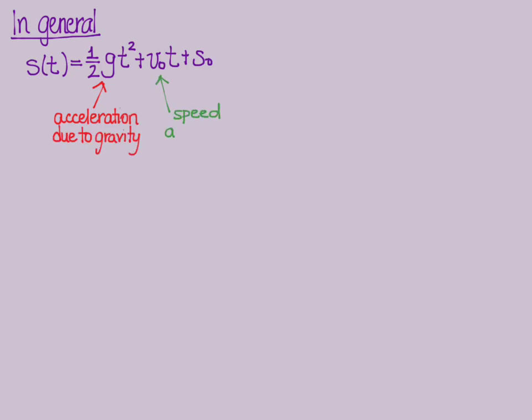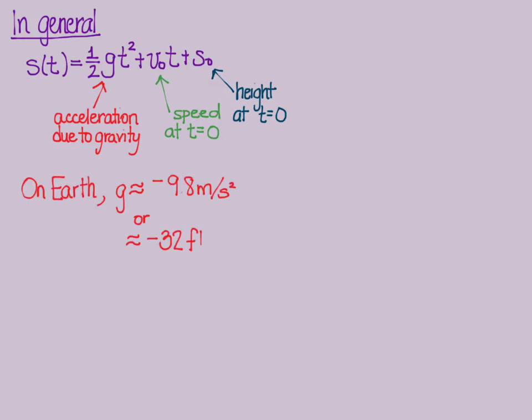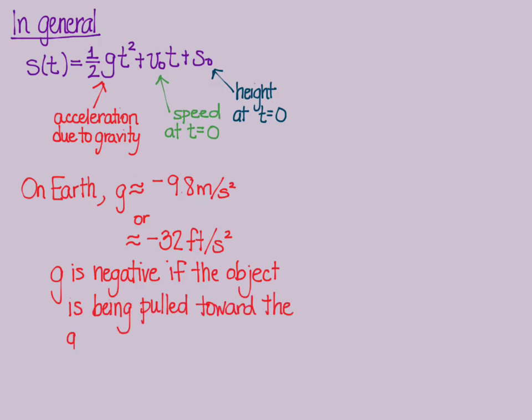In general, s of t is given by 1/2 g t squared plus v naught t plus s naught, where g is the acceleration due to gravity, v naught is the speed or the velocity at time 0, and s naught is the height or position at time 0. On Earth, gravity is approximately negative 9.8 meters per second squared, or negative 32 feet per second squared. G is negative if the object is moving toward the Earth or toward the ground, whatever planet we might be on.